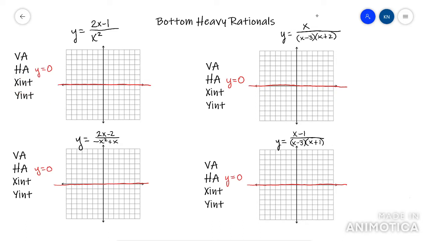You get your vertical asymptotes for these by factoring the bottom and setting it equal to 0 and solving. So like this one would be x squared equals 0, and solving, you would get x equals 0. That's a vertical line. So this one has a vertical asymptote right on the y-axis. So this vertical asymptote was x equals 0.